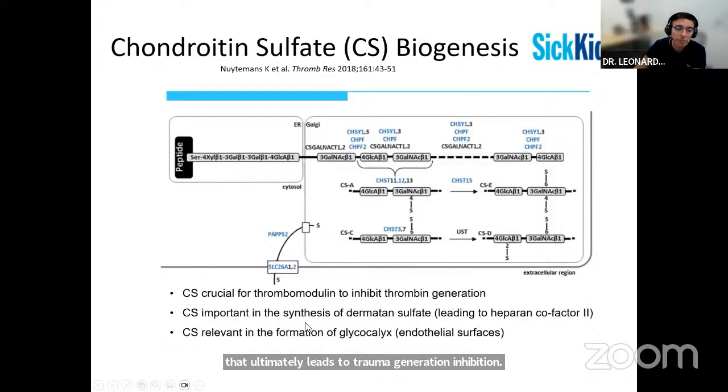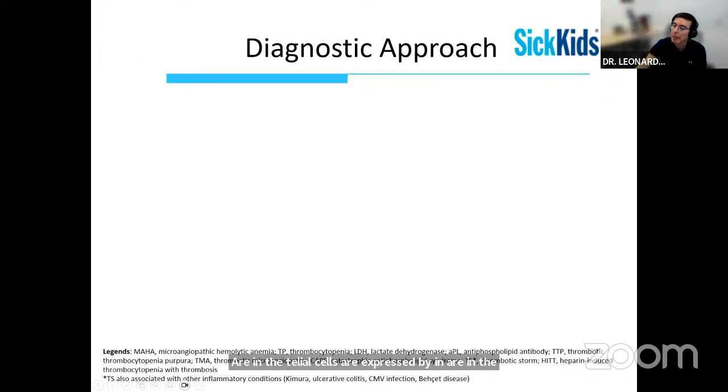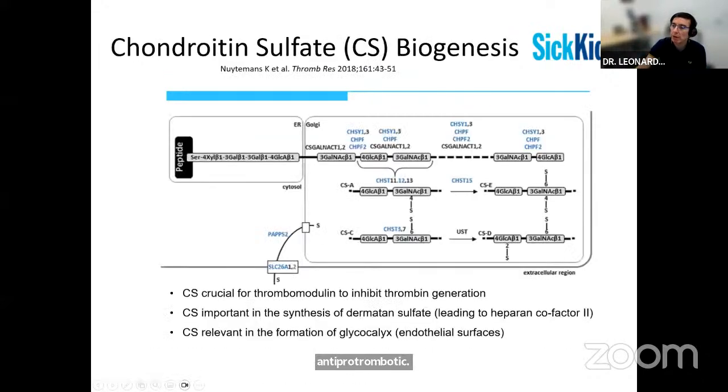Chondroitin sulfate is also important in the synthesis of dermatan sulfate, another natural heparin-like substance expressed by our endothelial cells, that together with the glycocalyx promotes an anti-thrombotic phenotype of our endothelial cells. So that was the genetic signal that we obtained in our patients. Very interesting, even though we have very scant literature to understand more about it.